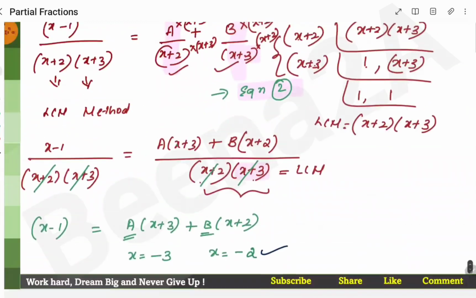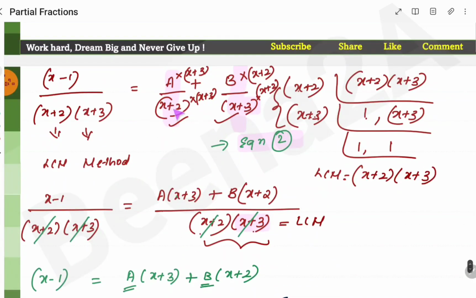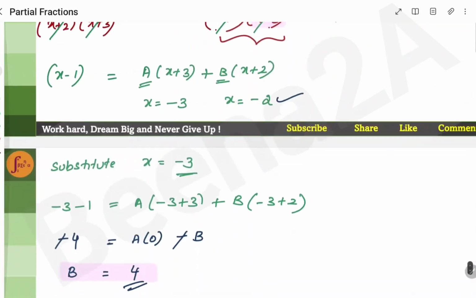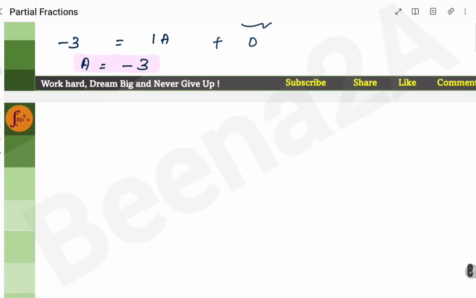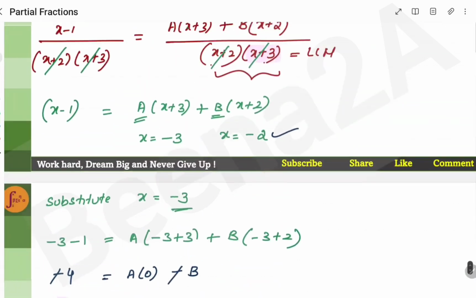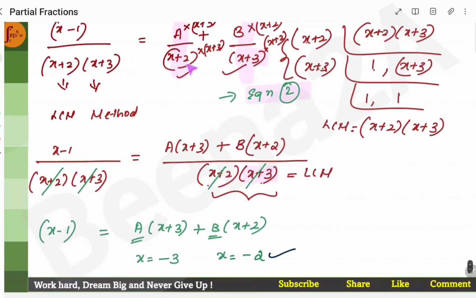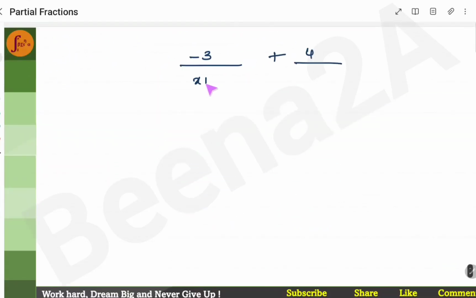Now we have to go to the equation, this equation. Right? Where we split it into fractions. Take this equation, put the value of a and b. So a is minus 3 and b is 4. What are the denominators for a? X plus 2 and x plus 3. So it will be x plus 2 and x plus 3. So these are the partial fractions.